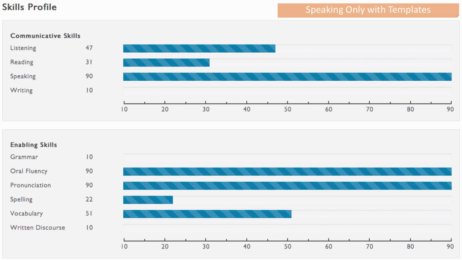But what did we learn here? Speaking accounts for pretty much half of the listening score. And speaking accounts for roughly 33% of the reading score. So sometimes if you're lacking in the listening or the reading, it might not be those modules that you need to improve.